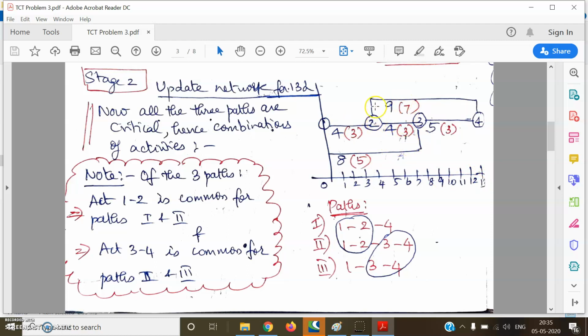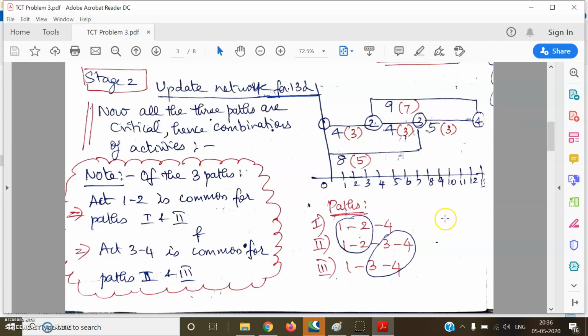That is, because of crashing activity 2, 3 by 1 day in stage 1, 2, 4 and 1, 3 have also become critical because they've lost their total float. Now 3 paths are there and all the 3 paths are critical. I've listed the paths here. Path 1 is 1, 2, 4, the outermost path. Path 2 is 1, 2, 3, 4. Path 3 is 1, 3, 4.